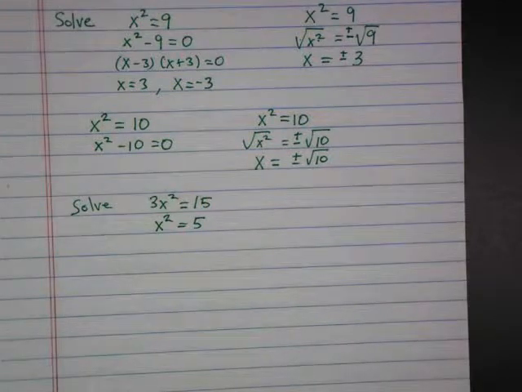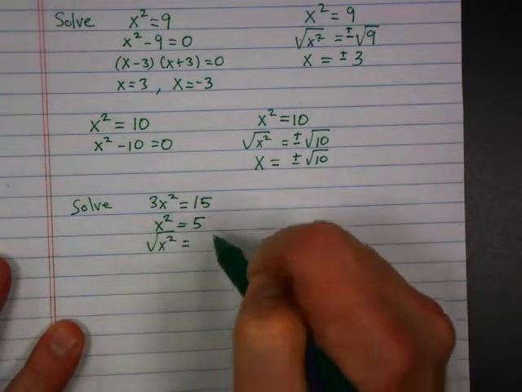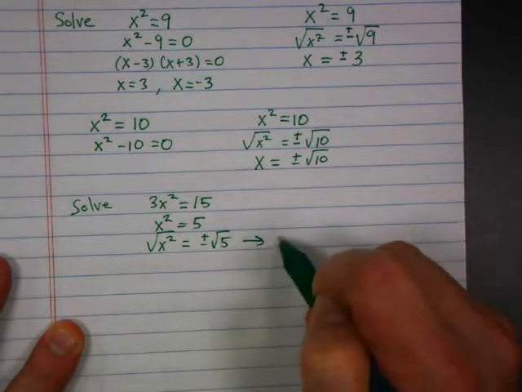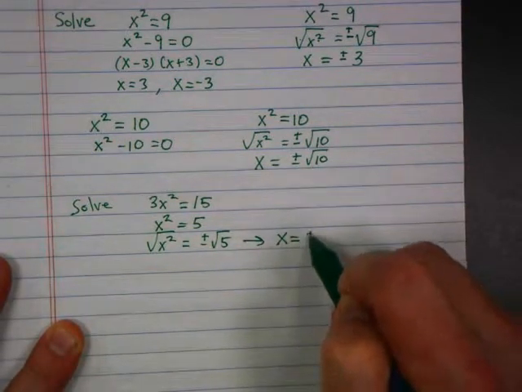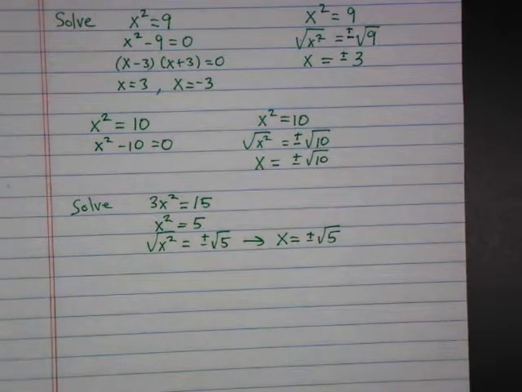What do you do after you divide both sides by 3? Square root of both sides. So we're going to have square root of x squared. Don't forget your plus and minus. Very good. Final answer? x is plus or minus the square root of 5. Questions on that?